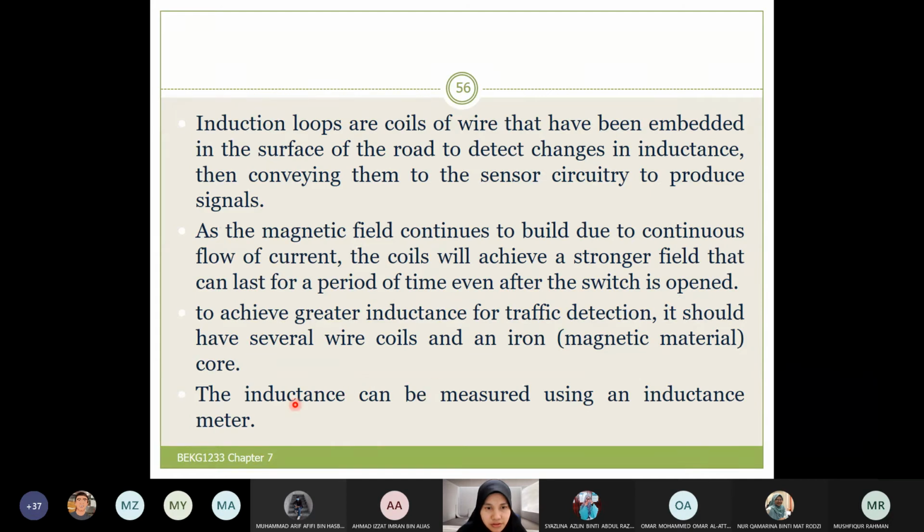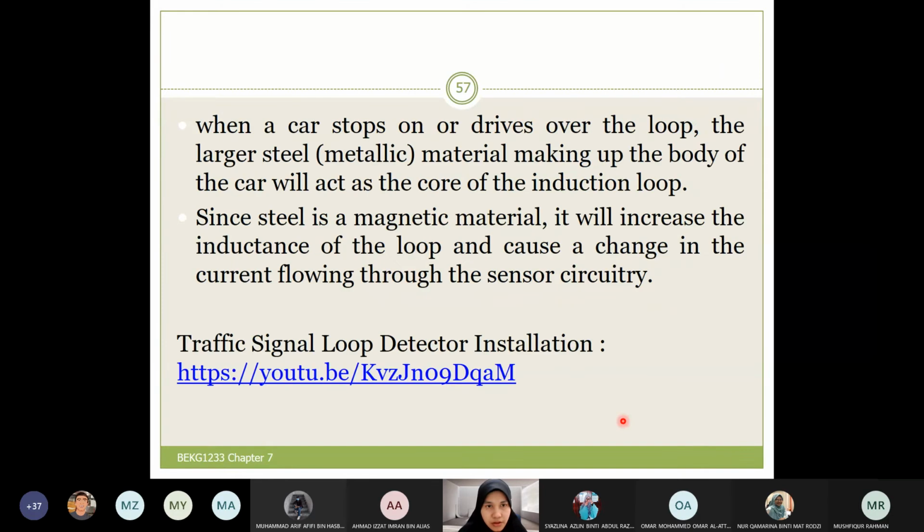The inductance can be measured using an inductance meter. When a car stops on or drives over the loop, the larger steel material making up the body of the car will act as the core of the induction loop.